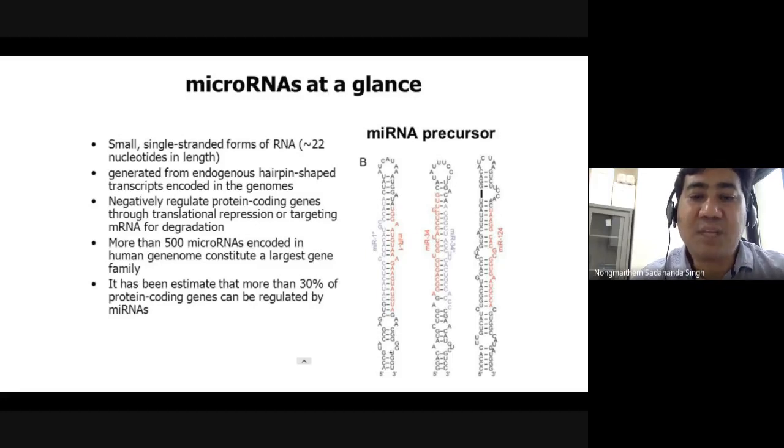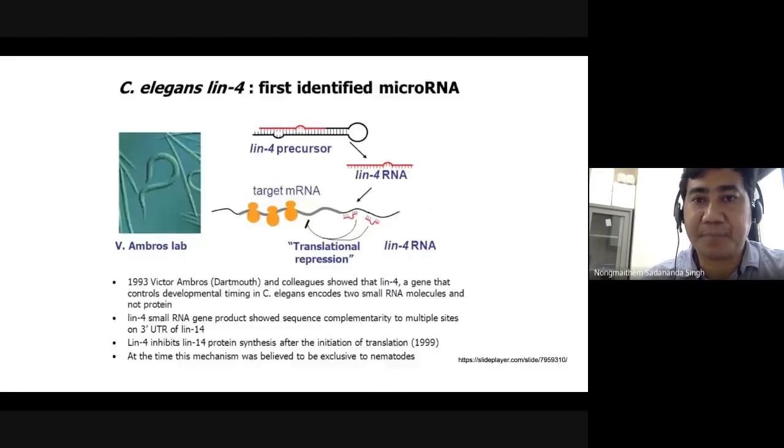And most of the protein coding genes are regulated either by small microRNAs at a certain level or by long non-coding RNAs, and there are a lot of proteins being regulated by these microRNAs, small RNAs.